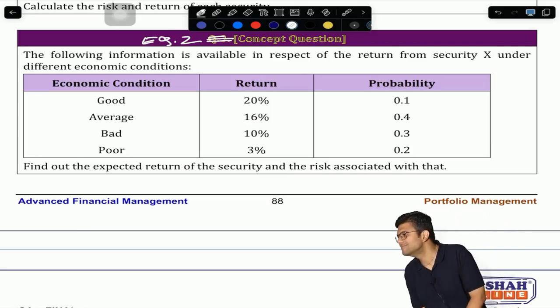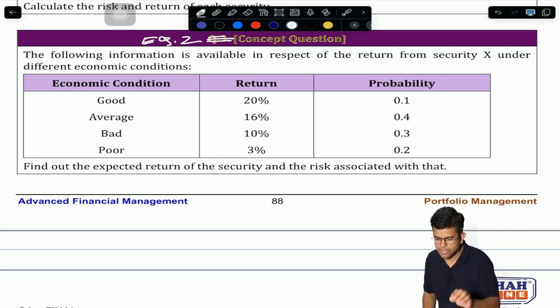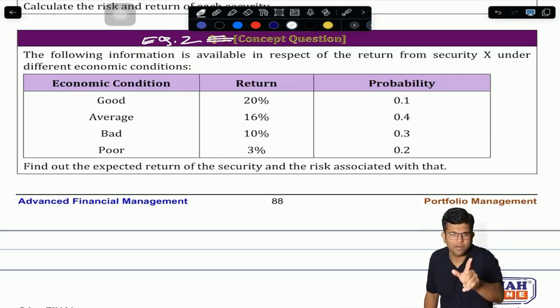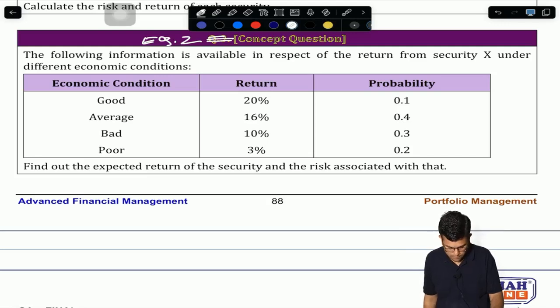All done? Okay, so let me explain now. See, please pay attention. First of all, can you see this data is different from extra question 1? Different in what sense? This data has nothing to do with future. I'm sorry. This data has nothing to do with past. It's completely based on future.